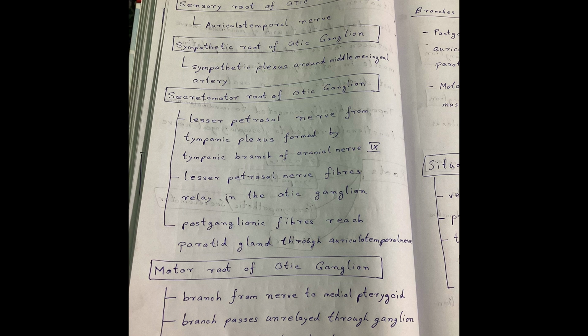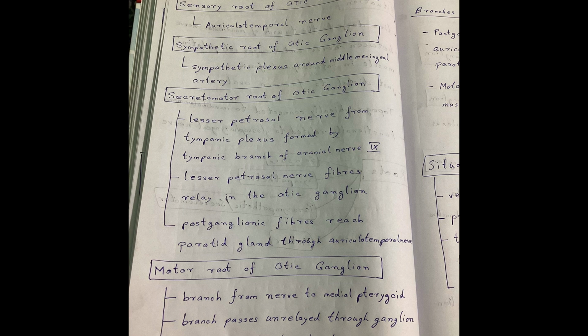Secretomotor root of otic ganglion is the lesser petrosal nerve from tympanic plexus, which is formed by tympanic branch of glossopharyngeal nerve. Lesser petrosal nerve fibers relay in the otic ganglion. Postganglionic fibers reach parotid gland through auriculotemporal nerve.